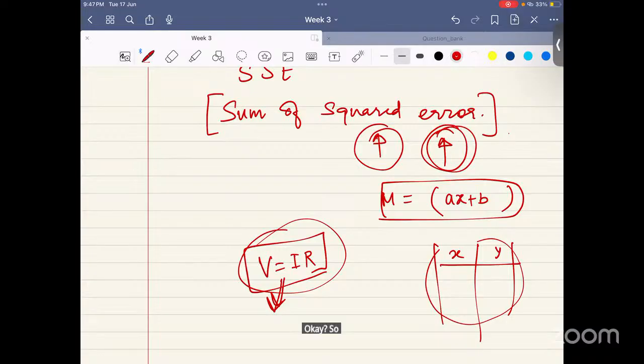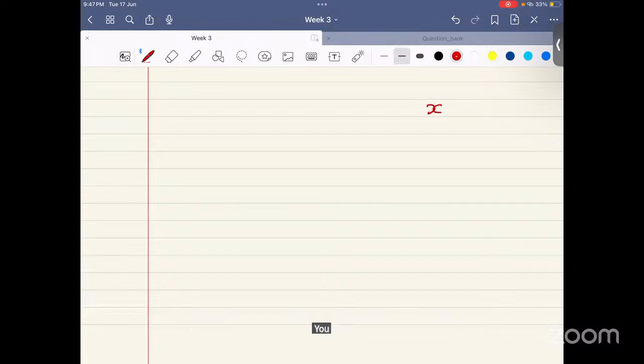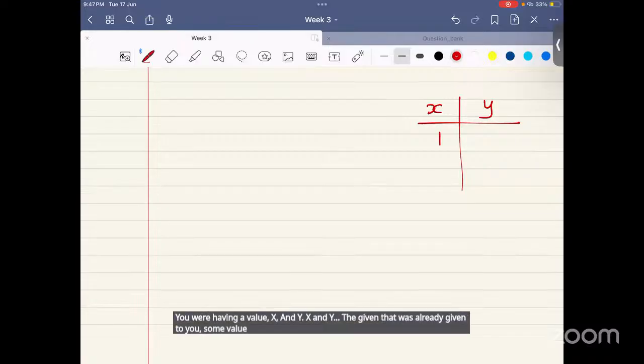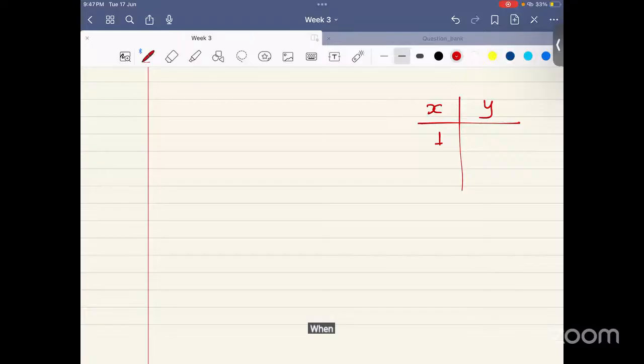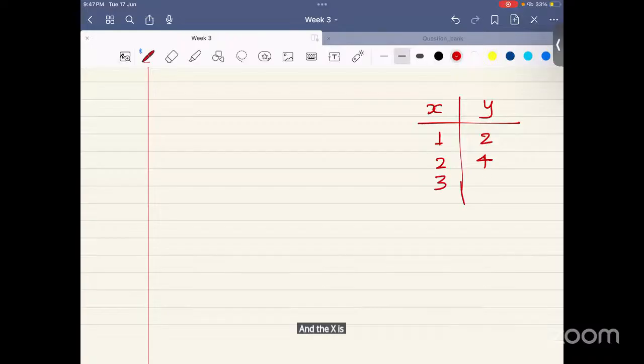Maybe with an example you'll be able to understand this. You have values x and y, which were already given to you. When x equals 1, y should come out to be 2. When x equals 2, y should come out to be 4. And when x is 3, y should come out to be 6.